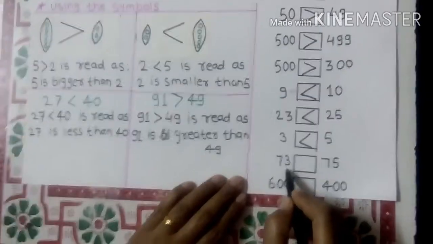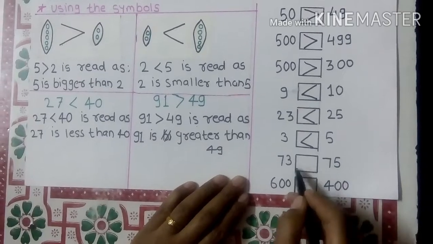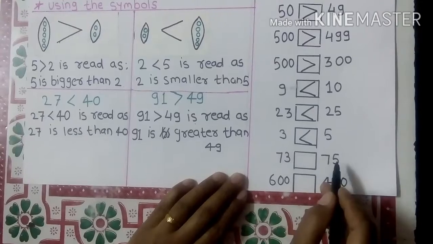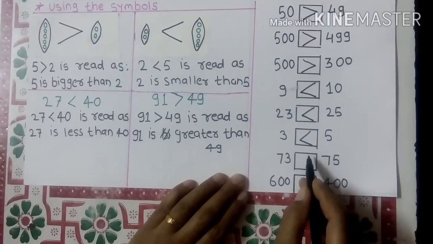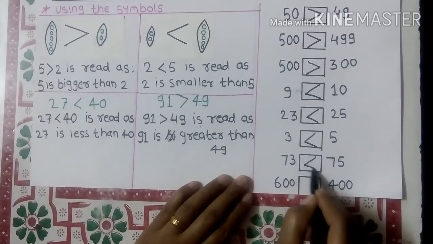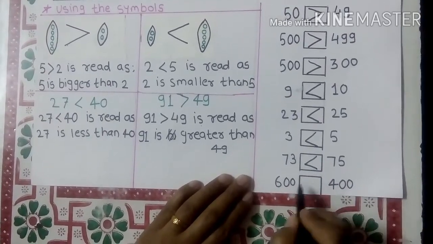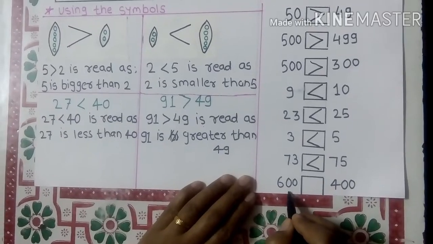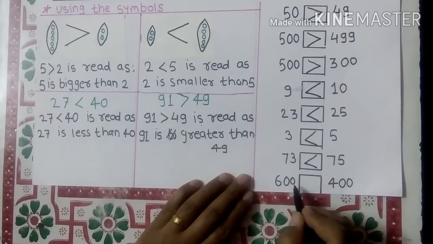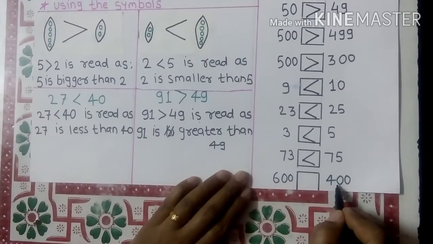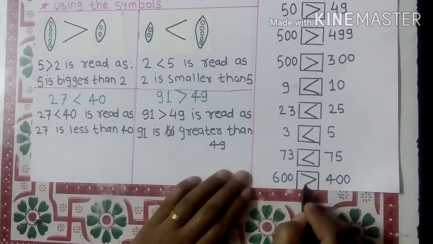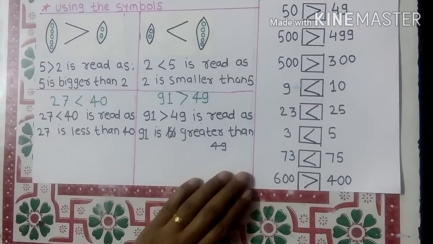The next is 73 and 75. In this example, 73 is small and 75 is big. The symbol of smaller than: 73 is smaller than 75. Here, last example, 600 and 400. In 600 and 400, 600 is bigger than 400. Okay, we will draw the symbol: 600 bigger than 400.